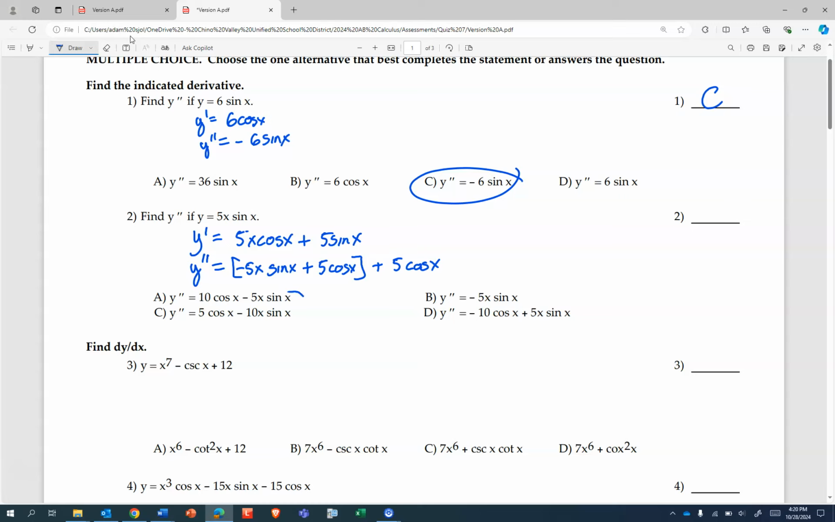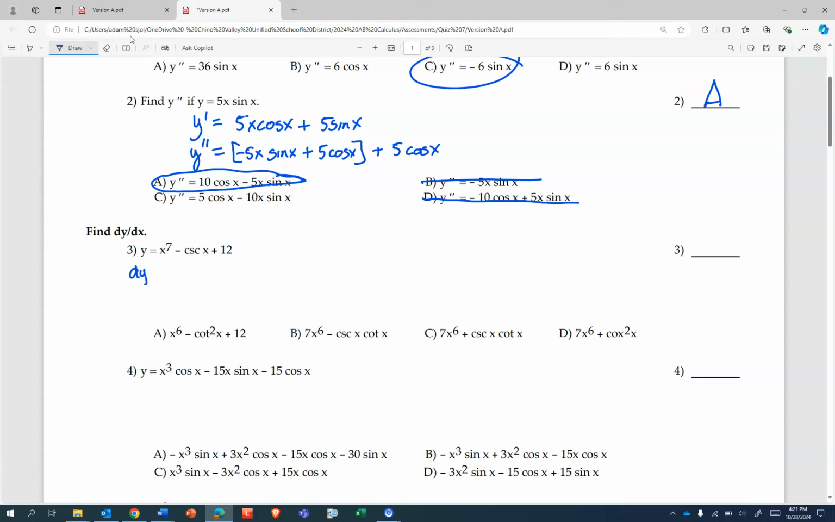10 cosine of x, that looks like A is correct. There's no way B is correct, it doesn't have enough terms. D has a negative, we should probably go back. We definitely don't want a negative on cosine. And no idea where answer choice C would come from.